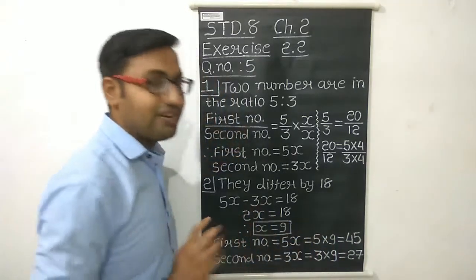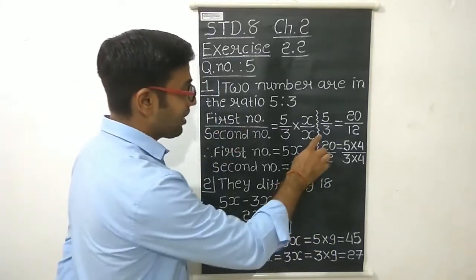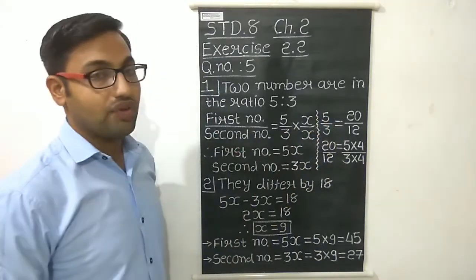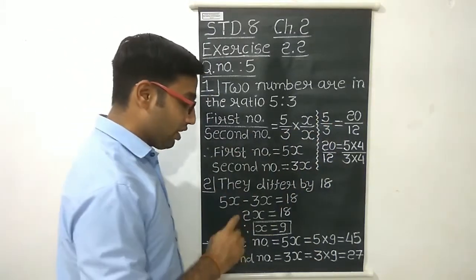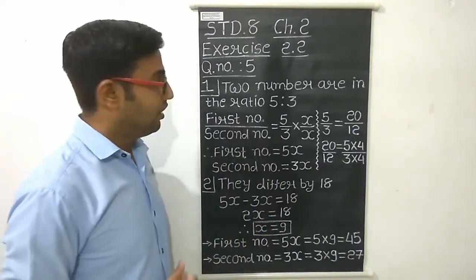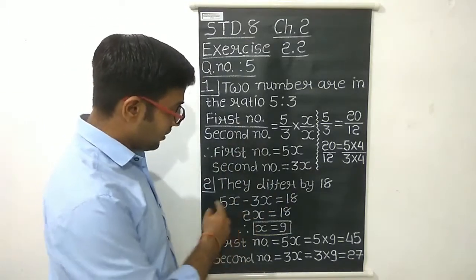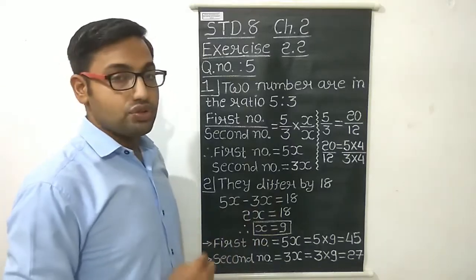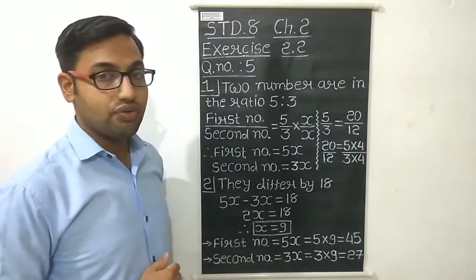Only 5 upon 3 will remain. And that is what I am trying to help you understand here: why we take x as a common factor. So I think now you can understand this question, how to solve this type of question, and how to make the equation from the given situations. Okay, so this is all about question number 5.